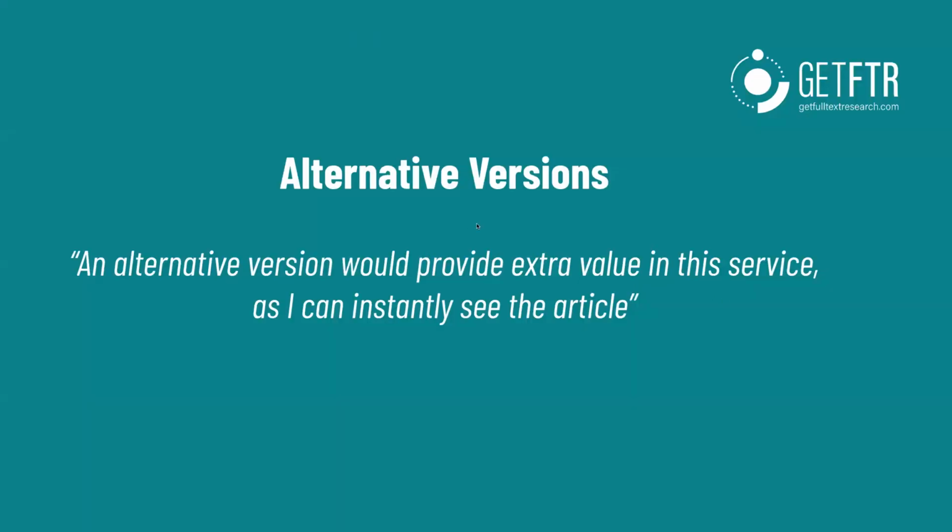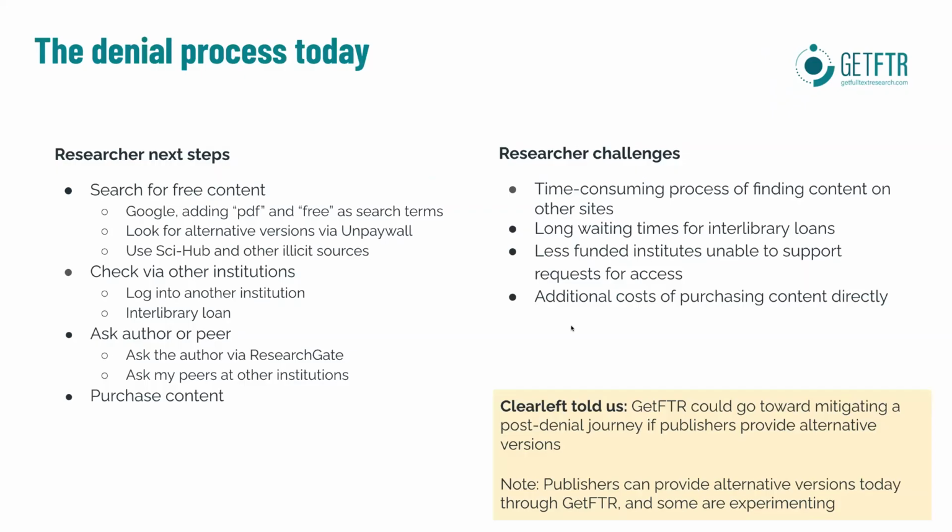Clearleft asked researchers what they do when their institution doesn't entitle them to access content. They all said that if GetFTR could provide an alternative version, this would be valuable. When exploring the denial process today, some researchers seek free content elsewhere, entering terms such as "free" or using tools such as Unpaywall. Others said they checked via other institutions they're affiliated with or requested an interlibrary loan. Some asked the author or their peers, and some paid for content.